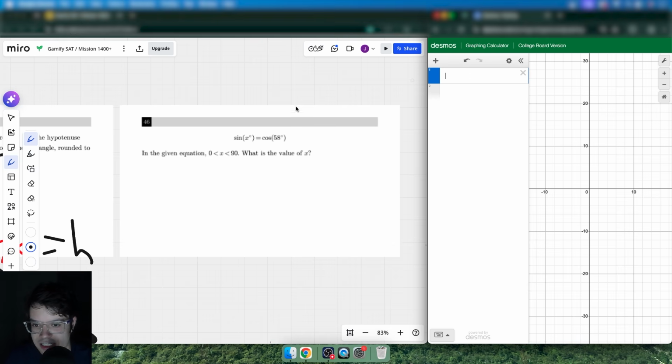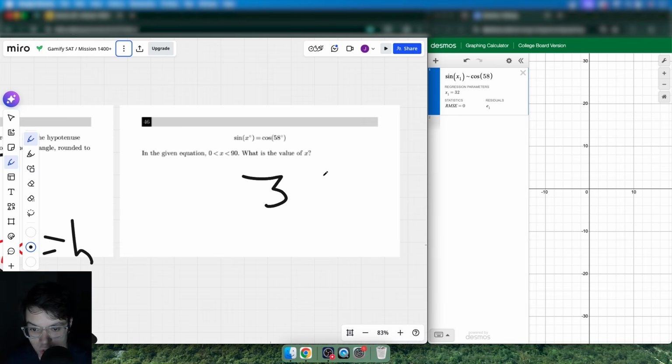We could also see something like this, sine of x is equal to cosine of 58, so I could just do sine of x1 equals cosine 58, and that would just be 32. So the answer would just be 32. Literally that simple for this.